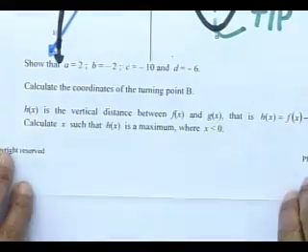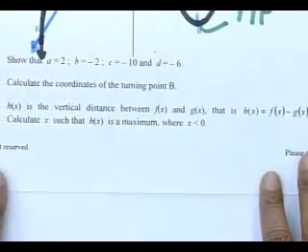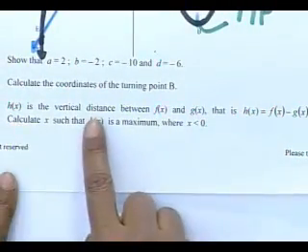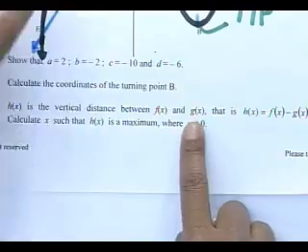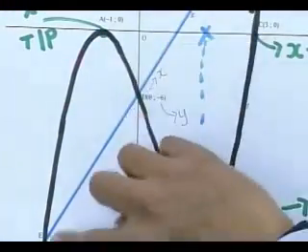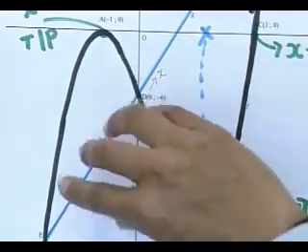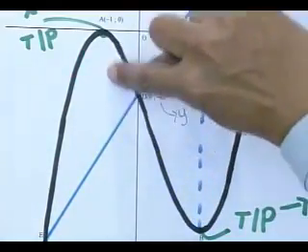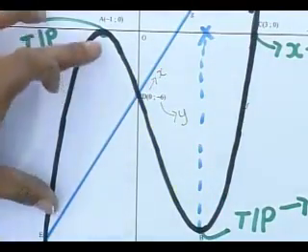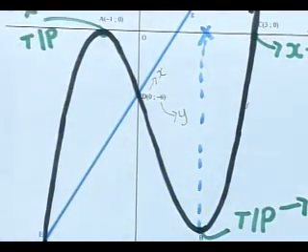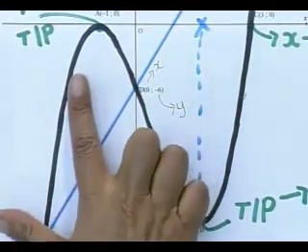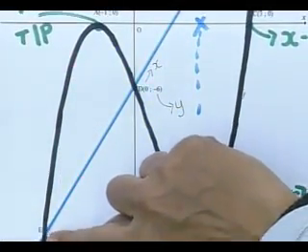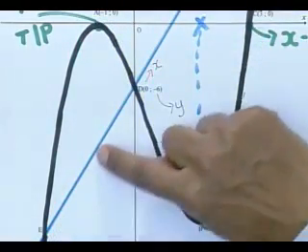It says there, and I hope that you can see that it's quite clear on my screen. It says h of x is the vertical distance between f of x and g of x. Can you see there? That is, h of x is represented by the distance between these two graphs. And if you ever get asked a vertical distance between two graphs, you always get the top graph minus the bottom graph.